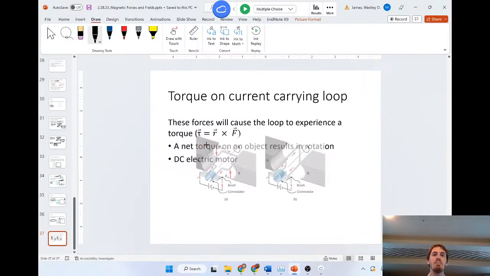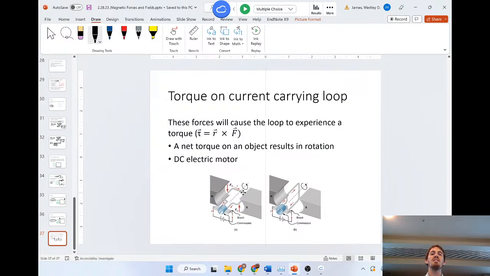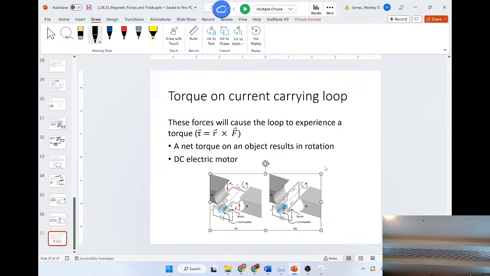This is what lets your blender work. This is what lets literally any device that you plug into an electrical outlet move. This is how we take electricity and convert it into motion, which is extremely important for us in today's society.